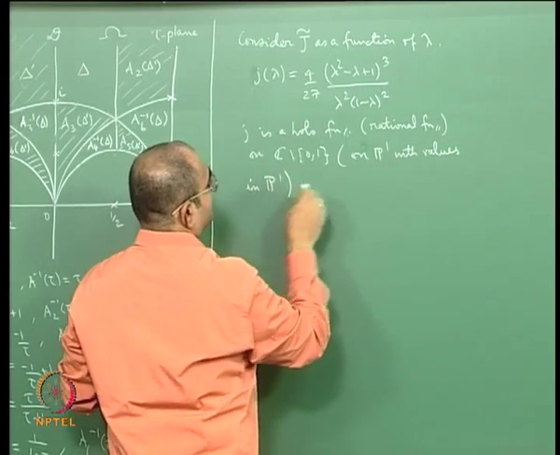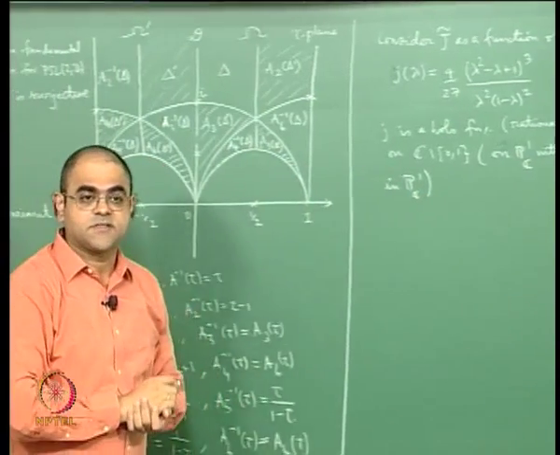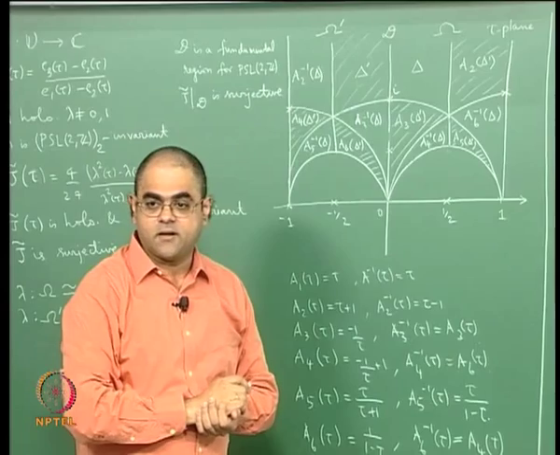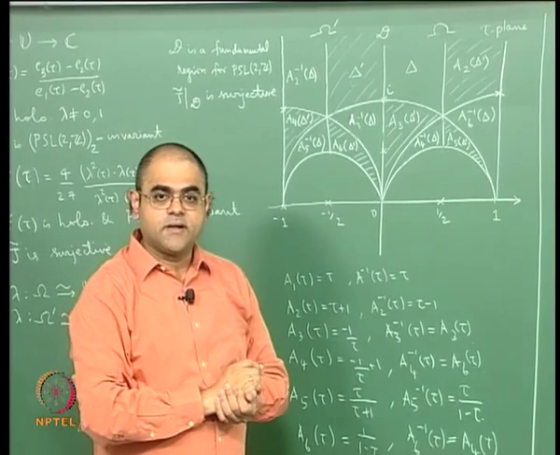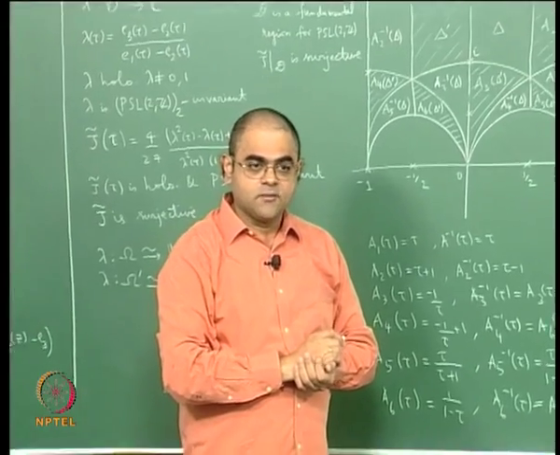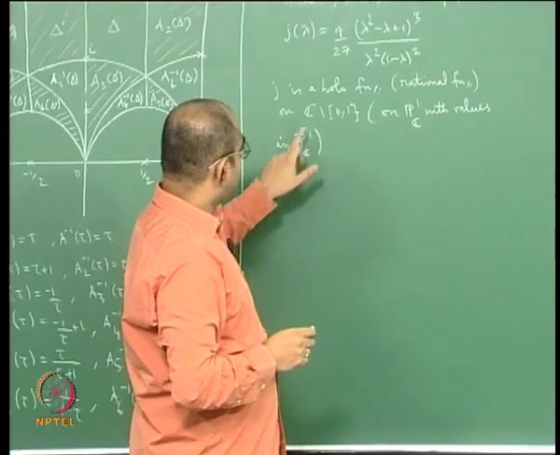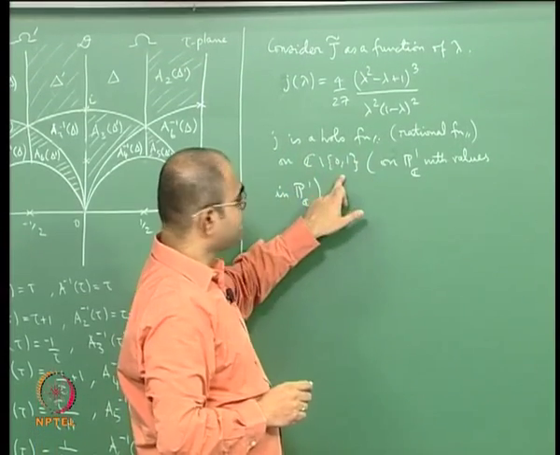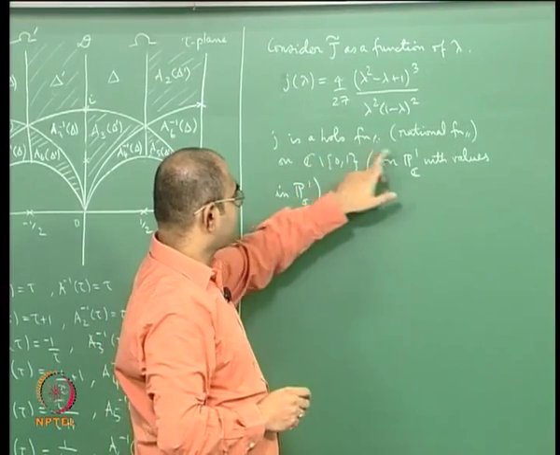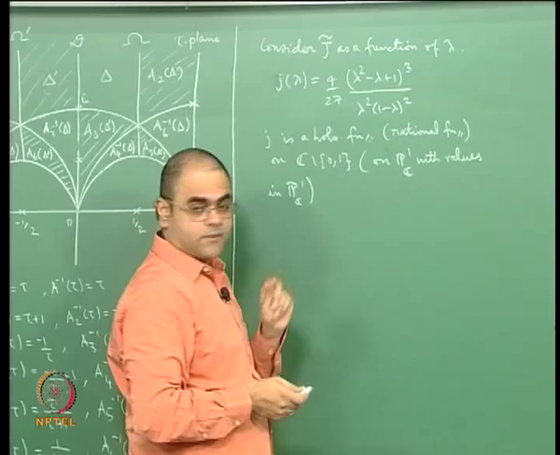So if you want, P1C is just the Riemann sphere, it is the natural Riemann surface structure on the extended complex plane, the complex plane along with the point at infinity, which you get a Riemann surface structure homeomorphic to the real 2 sphere via this stereographic projection, okay. So that is P1C, and so either you think of J as a function on C minus {0, 1}, or you think of it as a holomorphic function on C minus {0, 1}, or think of it as a rational function from P1 to P1, okay.